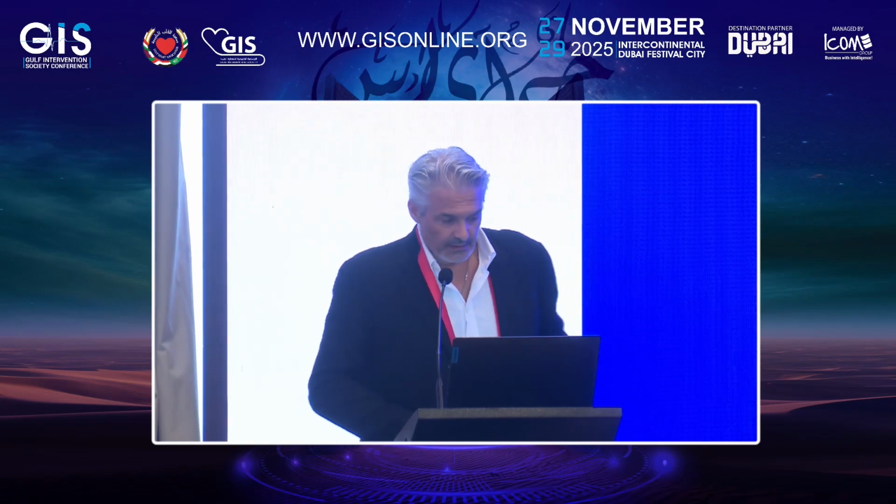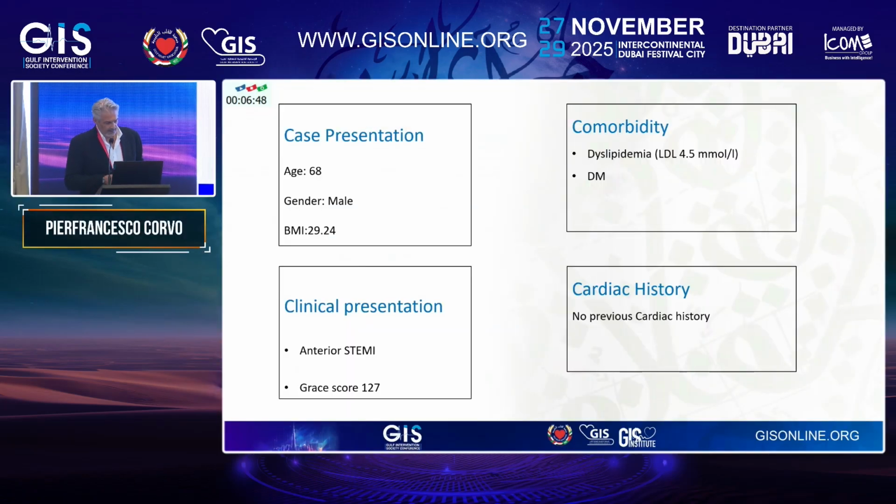Go directly to the case. This is a case about a male, 68 years old, a bit overweight, with comorbidities only related to dyslipidemia and diabetes. Clinical presentation: he presented to our ED with an anterior STEMI, GRACE score calculated as 127, with no previous cardiac history.